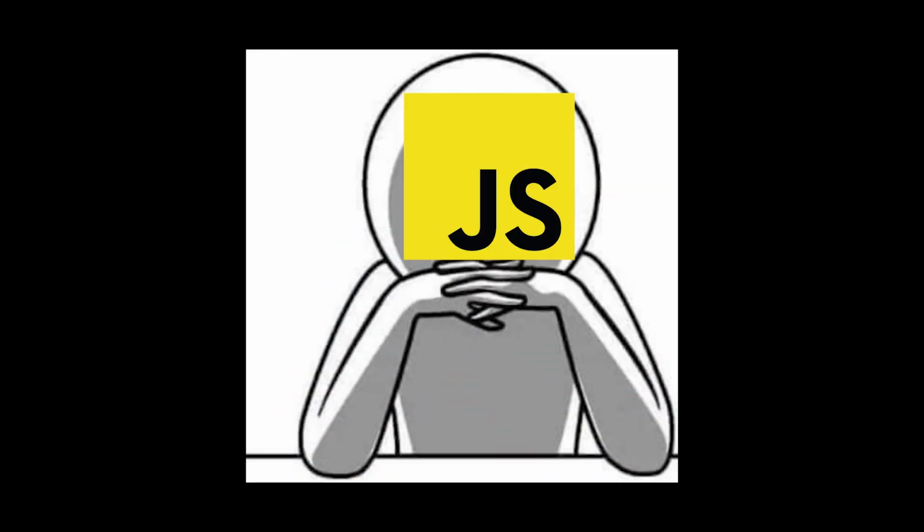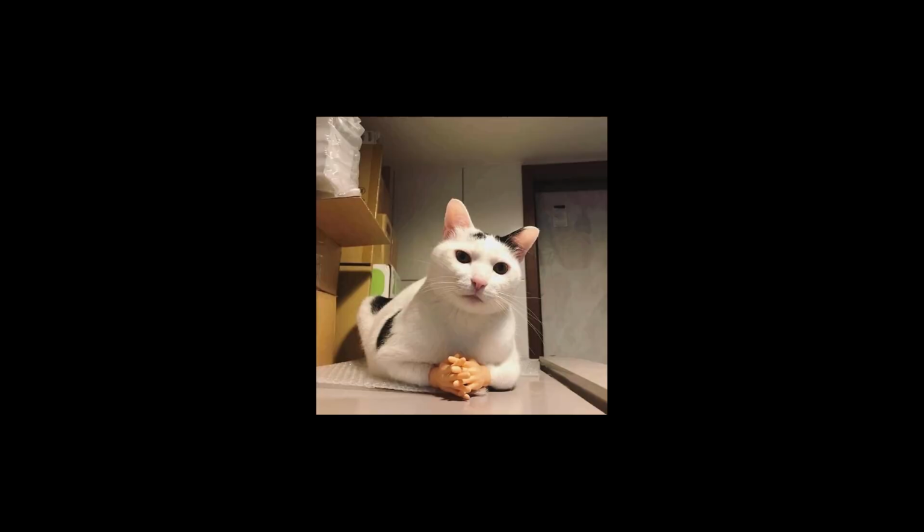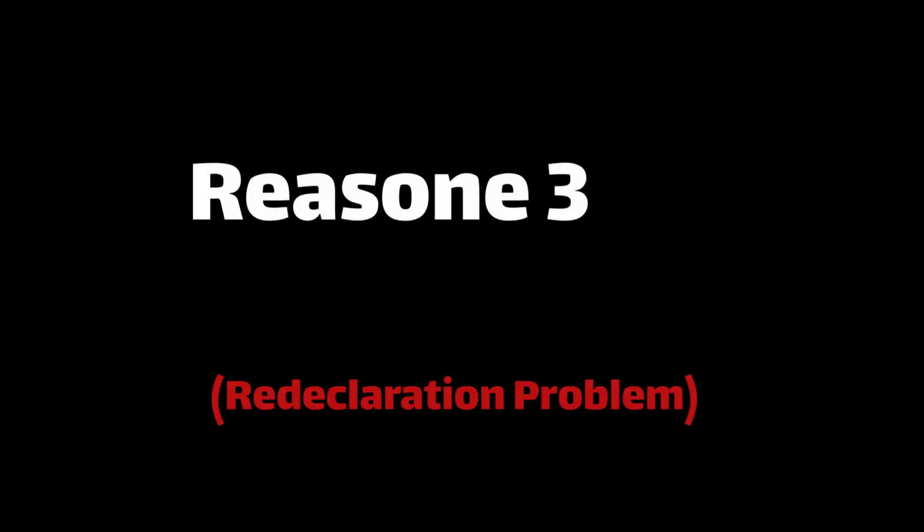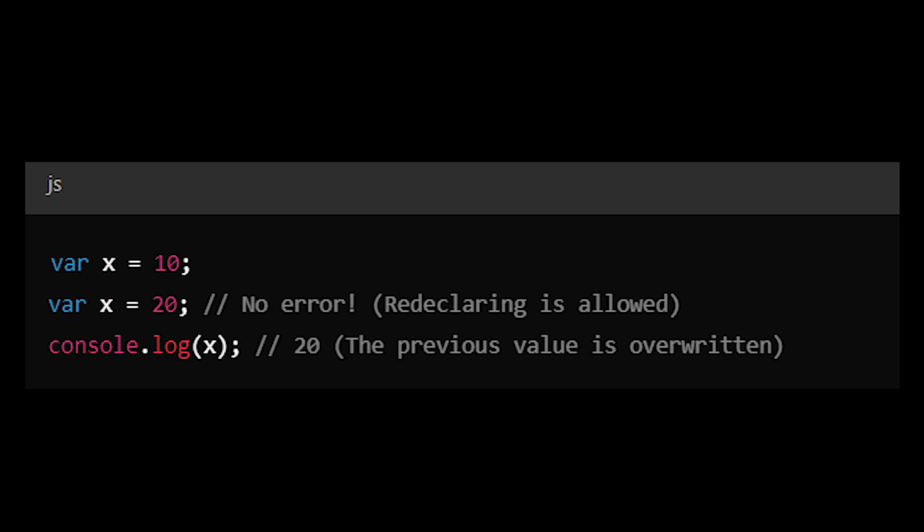But then JavaScript was like, wait, let's fix this. And let and const came to JS. These variables are much more polite and only stay within the block where you put them, so they won't pop up and surprise you in random places. Another problem with var, you can redeclare the same variable without an error, which can sometimes overwrite your data unintentionally.